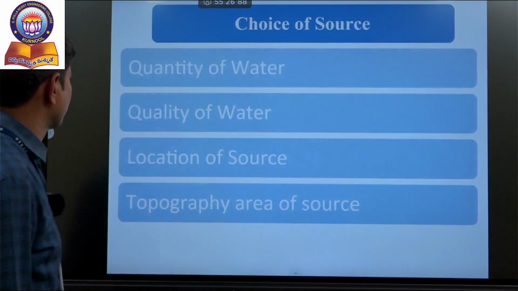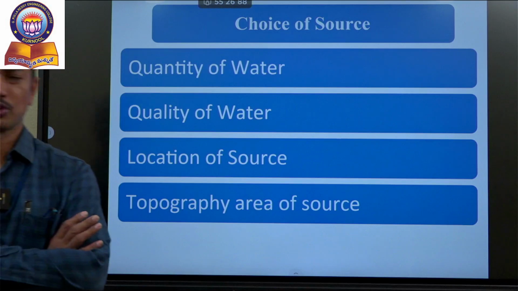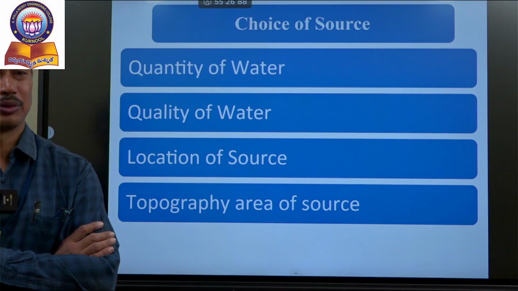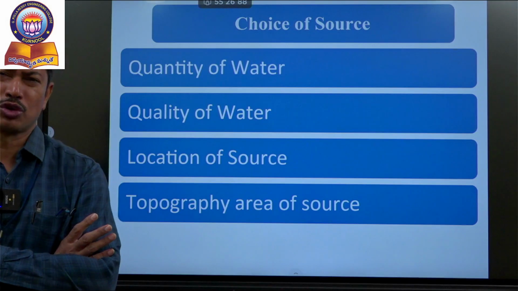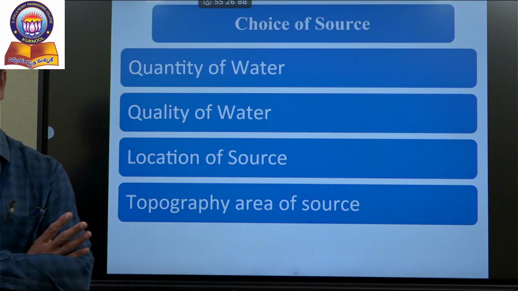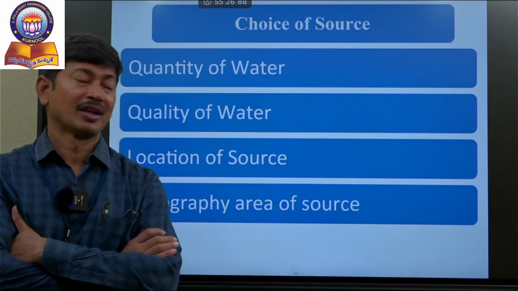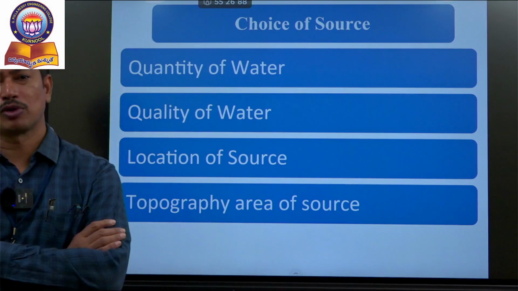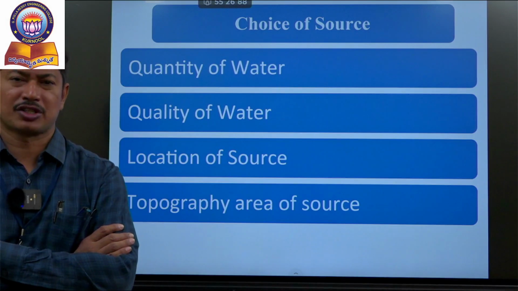Choice of the source: many sources are available from a domestic point of view, so how do we choose which source is good, surface source or underground source? We follow four points. First is quantity. We check the quantity of water of any source. The source should be capable of supplying water throughout the year. That type of source we select first.